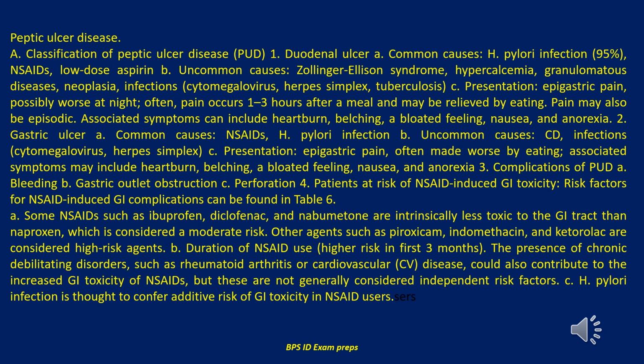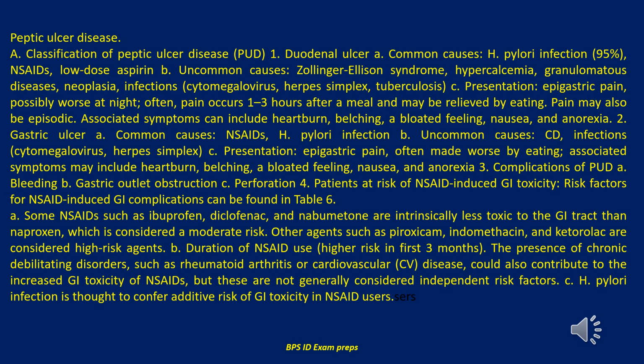2. Regarding gastric ulcer, A. Its common causes include NSAIDs and Helicobacter pylori infection. B. Its uncommon causes include infections caused by cytomegalovirus and herpes simplex. C. Regarding its presentation, the following are reported: epigastric pain, often made worse by eating. Associated symptoms may include heartburn, belching, a bloated feeling, nausea, and anorexia.